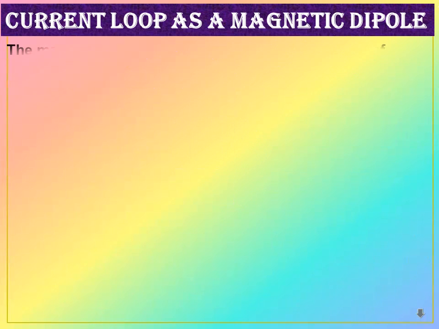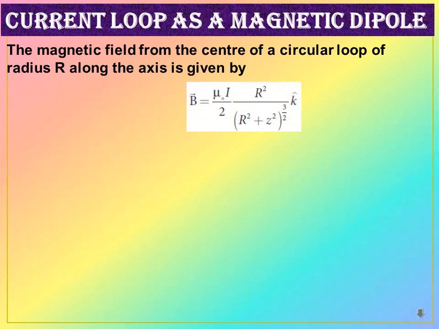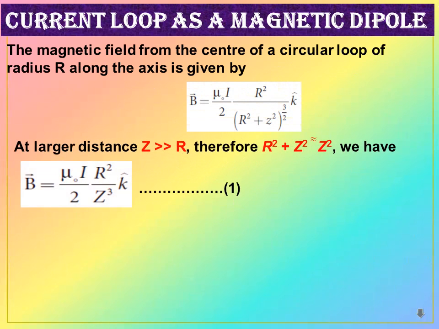Current loop as a magnetic dipole. The magnetic field from the center of a circular loop of radius R along the axis is given by B vector is equal to mu naught I divided by 2 and R square divided by R square plus Z square, the whole power 3 by 2, k. At a large distance, Z is very much greater than R. Therefore, R square plus Z square is approximately Z square, and you can neglect the value of R square. Then Z square to the power 3 by 2, you can cancel this power and this 2, and then you get Z cube. That means B vector is equal to mu naught I R square divided by 2 into Z cube into k cap.